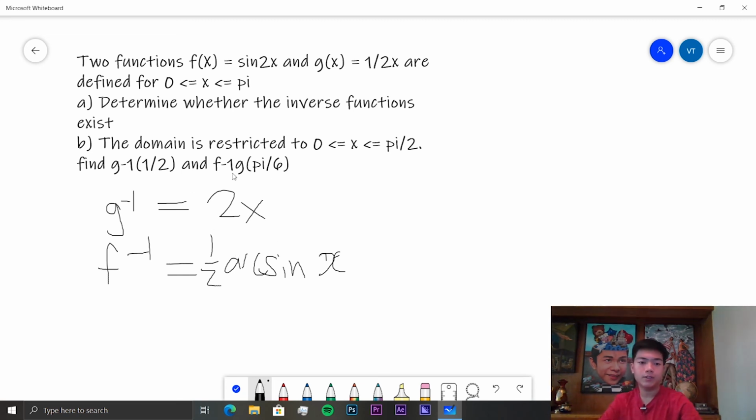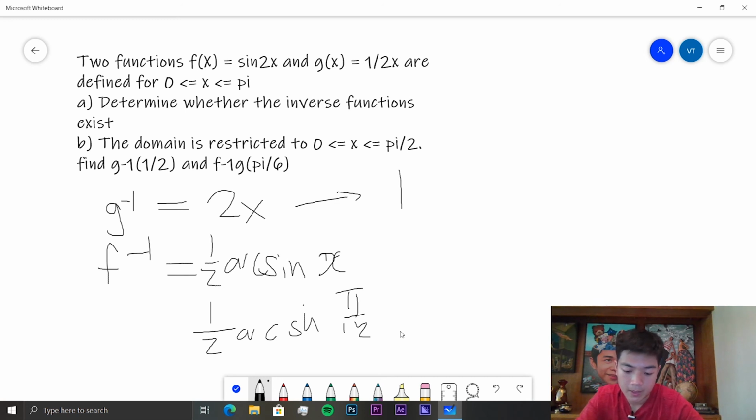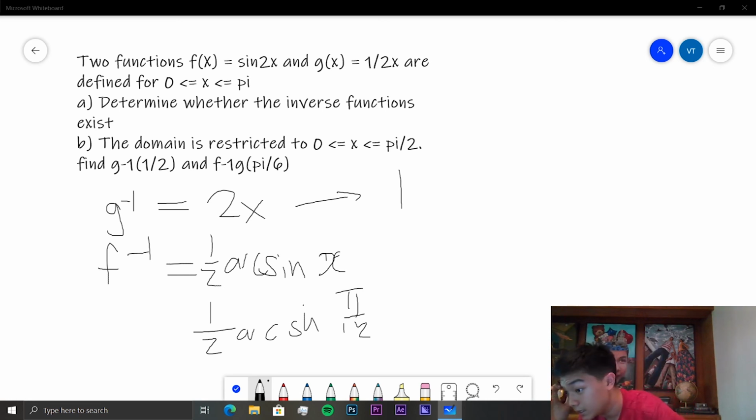Yeah. So next we need to find g to the negative 1 of 1/2, which is simply 1, and f to the negative 1 of g of pi over 6. So g of pi over 6 is equal to 1/2 times pi over 6, which is pi over 12, and so we need to find 1/2 arcsine pi over 12. Well, what is this going to be? If we go sine inverse of pi over 12, I get 0.26 times 0.5, and then we get 0.132 radians. Oh, never mind. It has no real results.